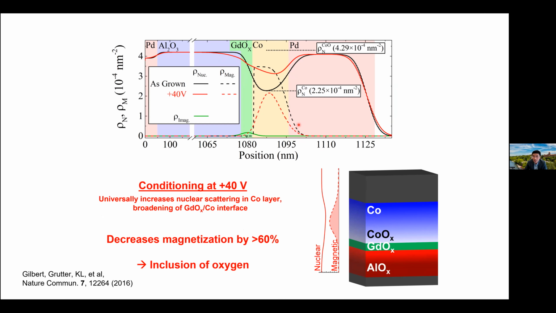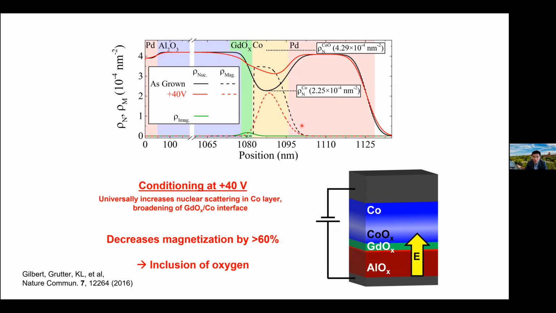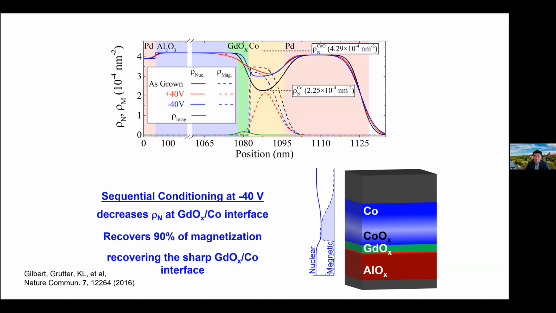If we reverse the electric field to drive the oxygen out of the cobalt layer, now we see the blue curves. It recovers somewhat the sharpness of the original black curve, but not completely. And the magnetic signature is recovered to about 90% of the original magnetization. So it's mostly reversible, but not 100%.